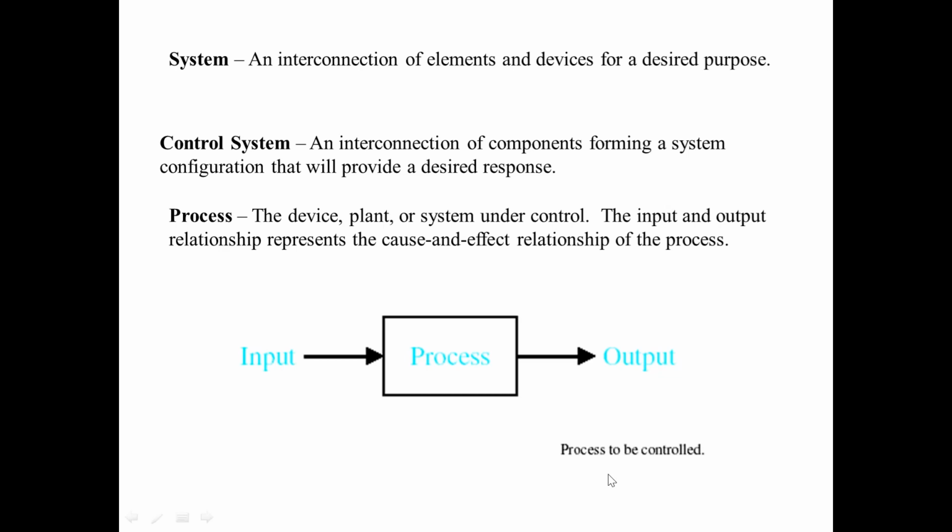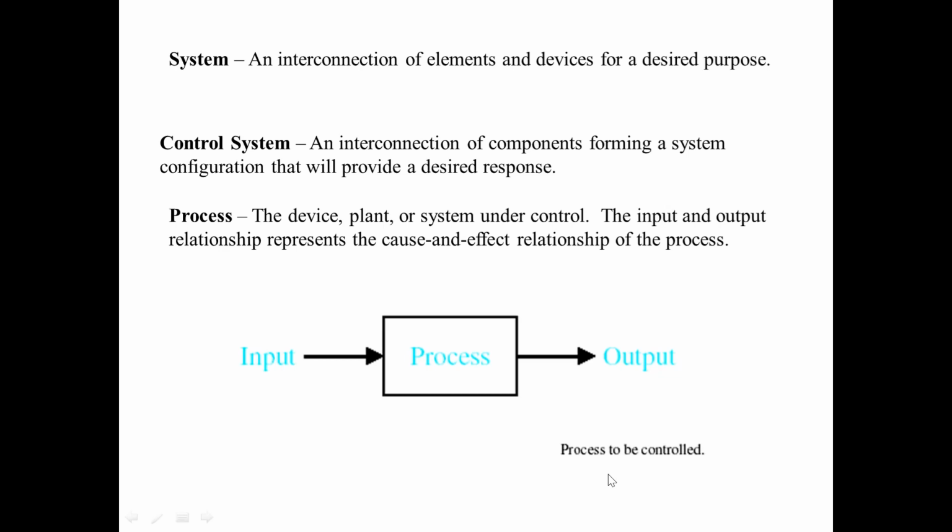To obtain a desired manufacturing product, we need an interconnection of elements that can be achieved by a system, so that the input can be given to a system and output can be expected from a system. In clear words, we define it as an interconnection of elements and devices for a desired purpose or a task that you are going to perform in a CNC machine.